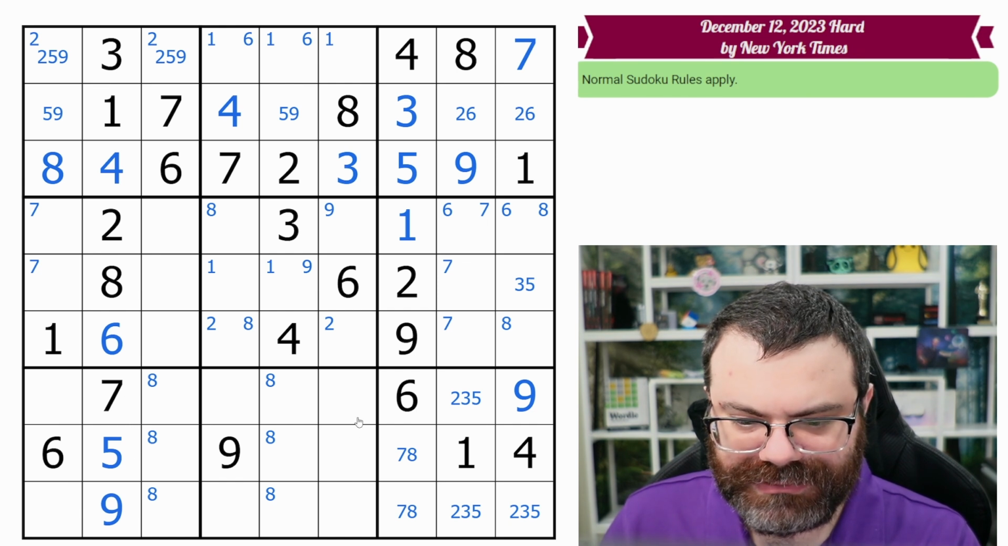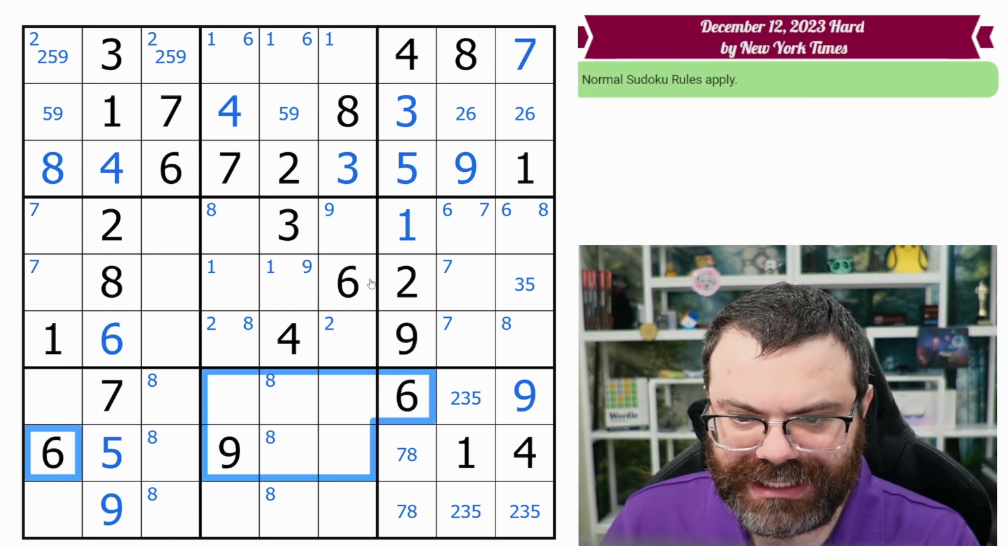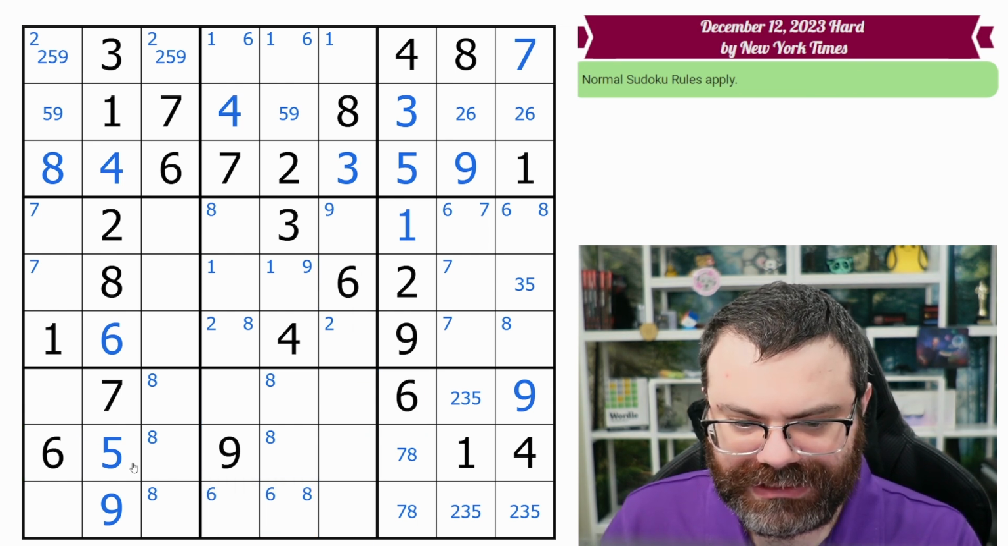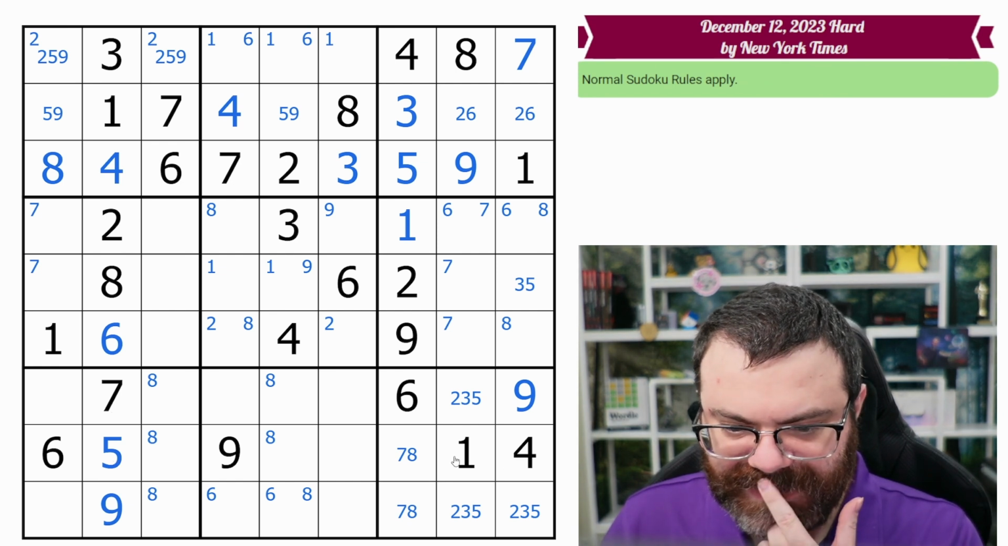Okay, I haven't really scanned fully yet. We have all these 6s looking into this box, so 6 is in one of these two. The 9s, the 5s, the 7s. Okay.